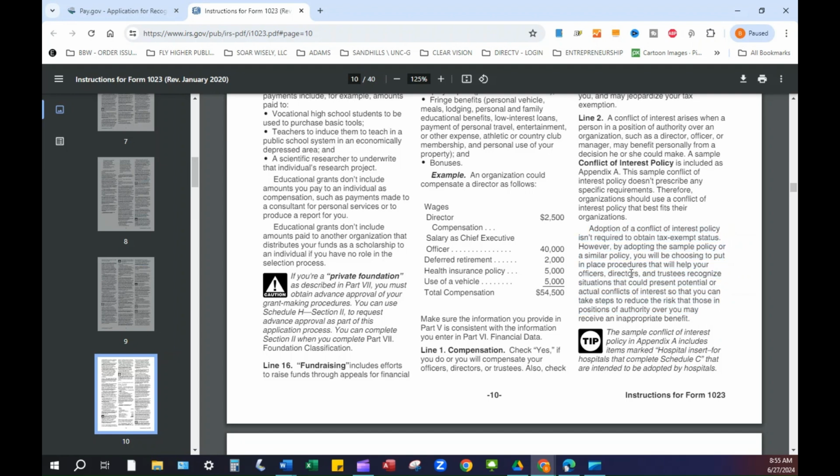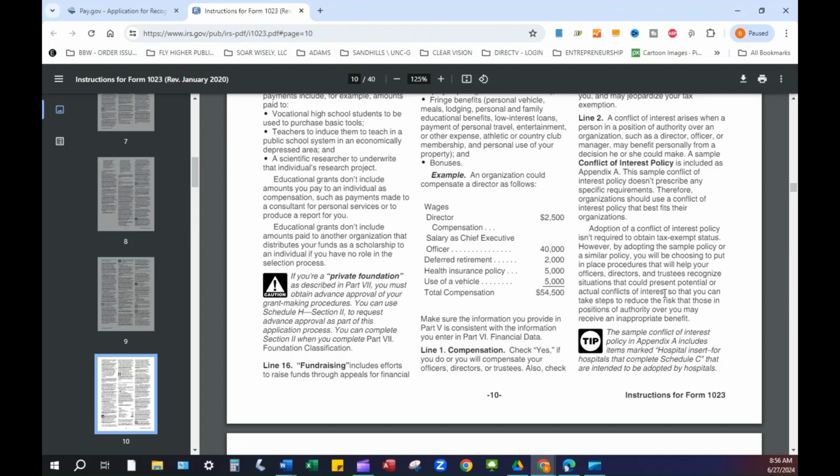So, it goes on to tell you the sample conflict of interest policy in Appendix A. It tells you what it includes, but it also mentions if you're a hospital, you're starting a nonprofit as a hospital, it tells you that you need to insert certain information. All right, so let's go ahead and look at that. And again, I will tell you, let me just refer back to this. Definitely, you want to adopt your conflict of interest policies because they're telling you that, again, adopting the sample policy, you'll be choosing to put in place procedures that will help your officers, directors, and trustees.